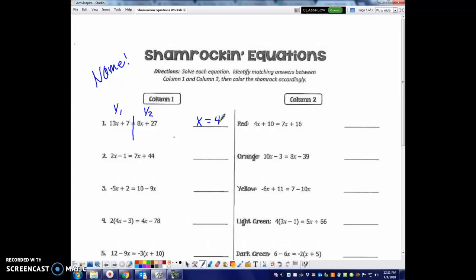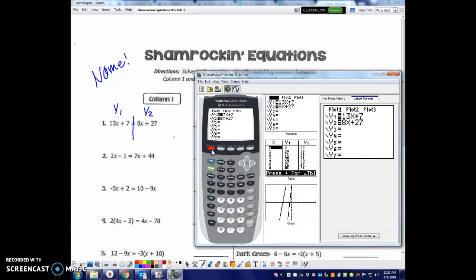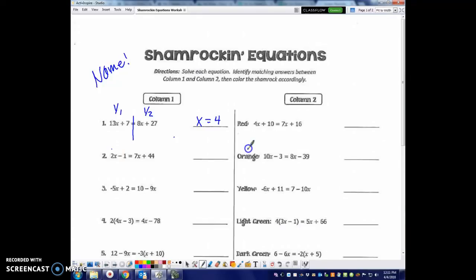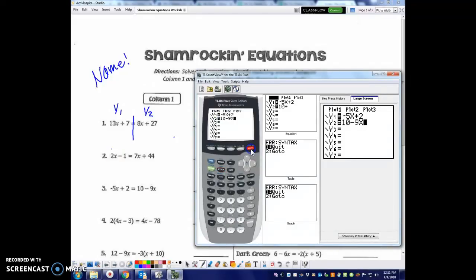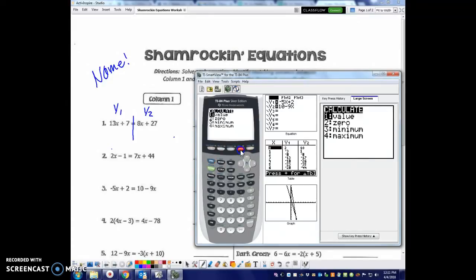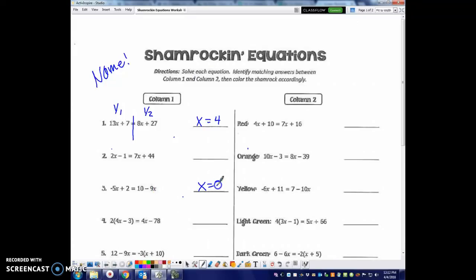Let's look at number 3 now. Number 3, we have negative 5x plus 2 equals 10 minus 9x. So negative 5x plus 2 we put into y1, and in y2 we put 10 minus 9x. Okay, hit graph. Now, second trace 5. Enter, enter, enter. It says that x is 2. So that's what you put here: x equals 2.